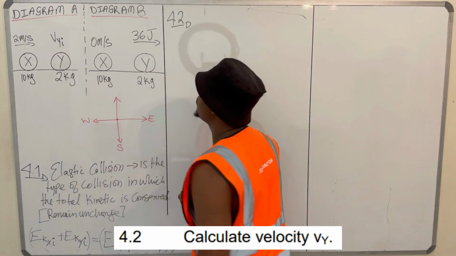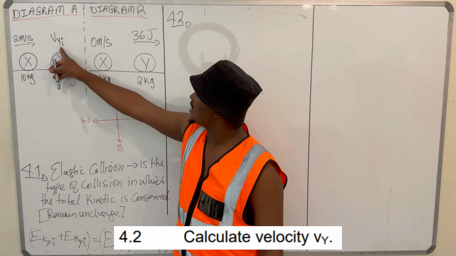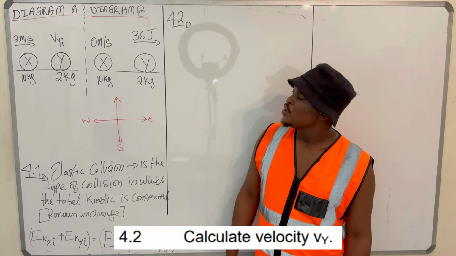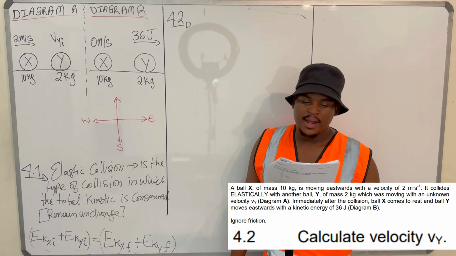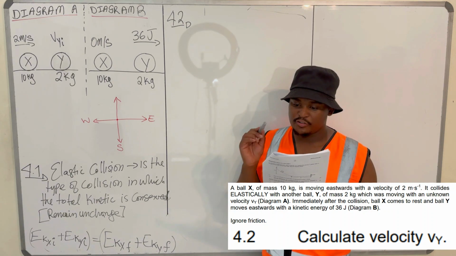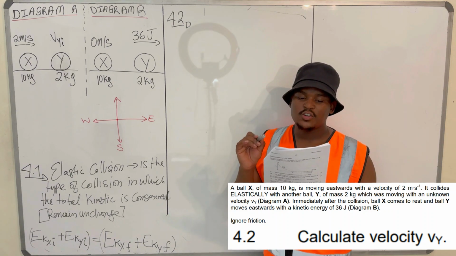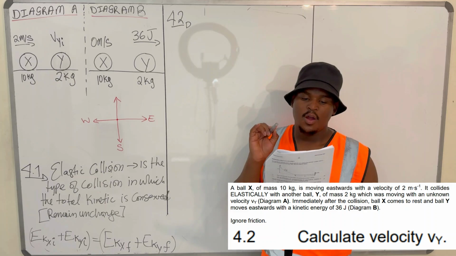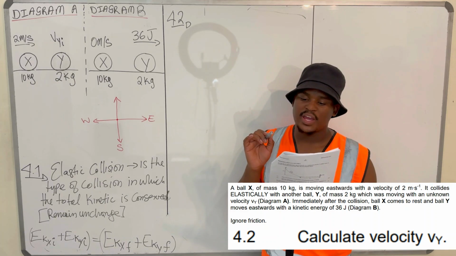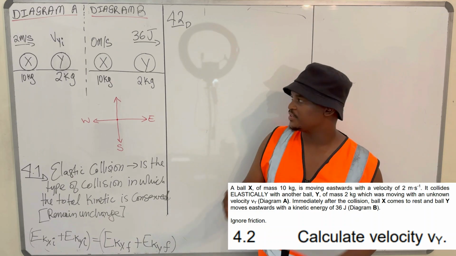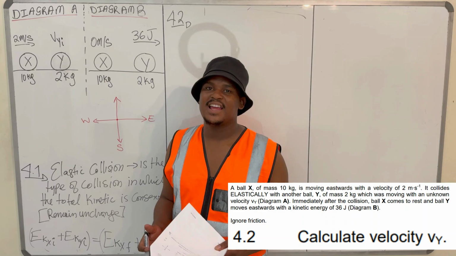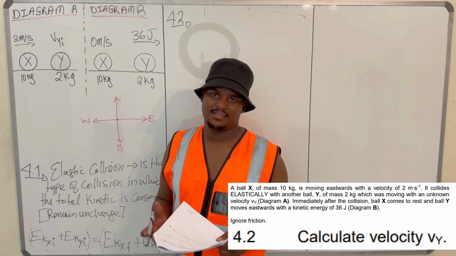That's what they're looking for. We want the initial kinetic energy of ball Y. How do we find that? We're told that ball X of mass 10 kg is moving eastwards with a velocity of 2 meters per second. It collides elastically with another ball, which is ball Y of mass 2 kg, which was moving with an unknown velocity Vy. So when these two balls collided, they collided elastically.